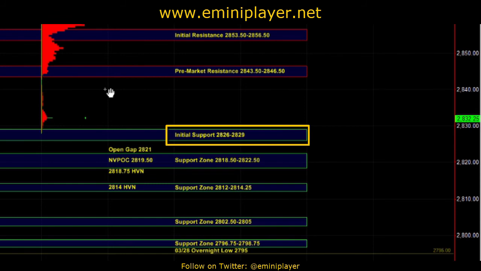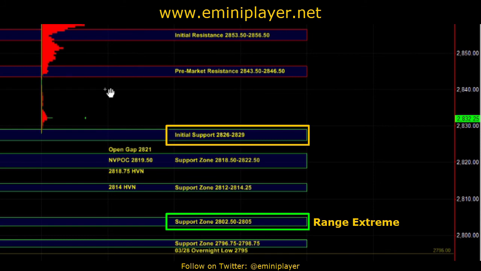Now, on the downside, like I said, buyers can technically be active at 18.5 to 22.5, as well as 12 to 14.25. But if we're seeing excess weakness and big and sustained downside momentum, and the market ends up breaking below those areas, then there would be potential to head down into 28.02.5 to 28.05, as well as 27.96.75 to 27.98.75. And in the event that the market heads down into those lower support zones, those areas do mark a range extreme, and buyers are very likely to be active there.